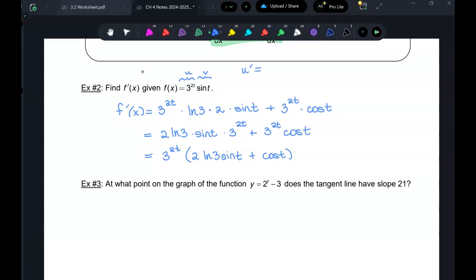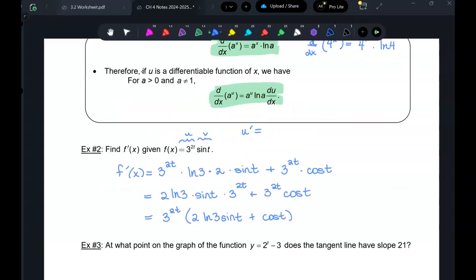Let's say u is 3 to the 2t. So when I do the derivative, let's look at this rule. So a to the u, this whole thing stays the same, so 3 to the 2t. Then times natural log of the base. And then du dx, that just means take the derivative of the exponent, times 2. So it's kind of like a chain rule within the rule. It is a chain rule within the rule.